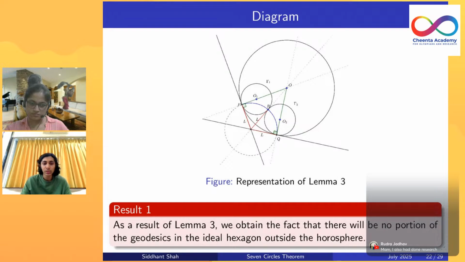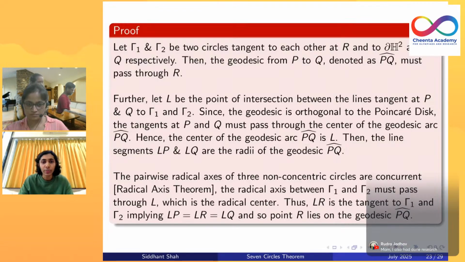We have introduced a proof of it ahead, but before that I would like to say that this was one of the lemmas I discussed, and it was crucial in proving that there will be no portion of geodesics in the ideal hexagon outside of the horosphere. Whenever we introduce the hexagon in the Poincaré disk model, we introduce many horospheres connecting to it, and whenever we increase the radius, we saw that there was no space in between, and at last the alternating perimeter was becoming 0.